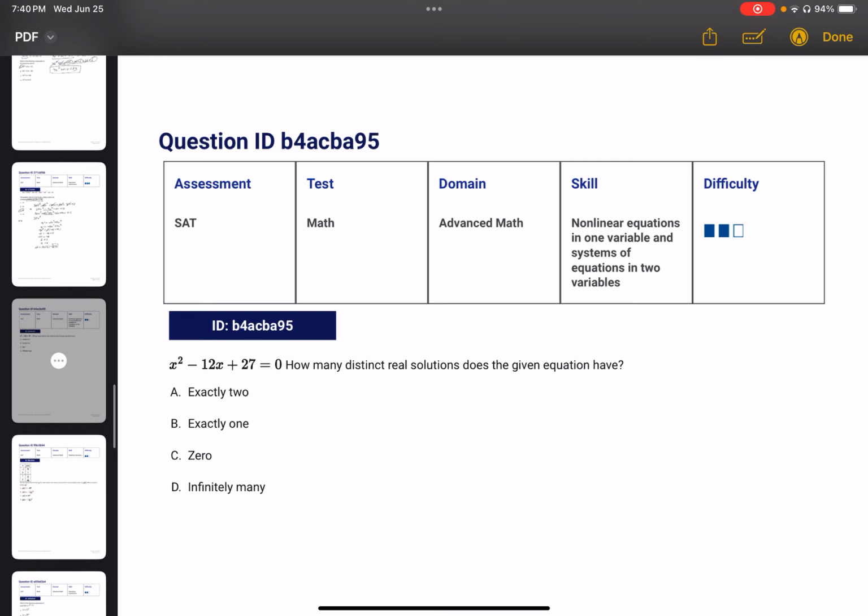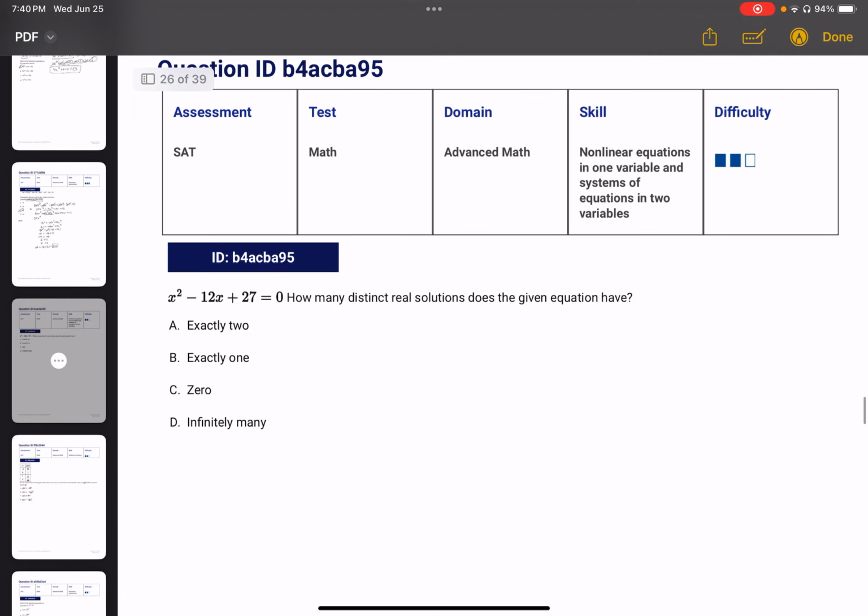So, we're going to start with a factoring question. x squared minus 12x plus 27 is equal to 0. How many distinct real solutions does the given equation have? Okay, what we're going to do here is simply factor with our AC, B method. So A times C is 27, and then our B value is negative 12.